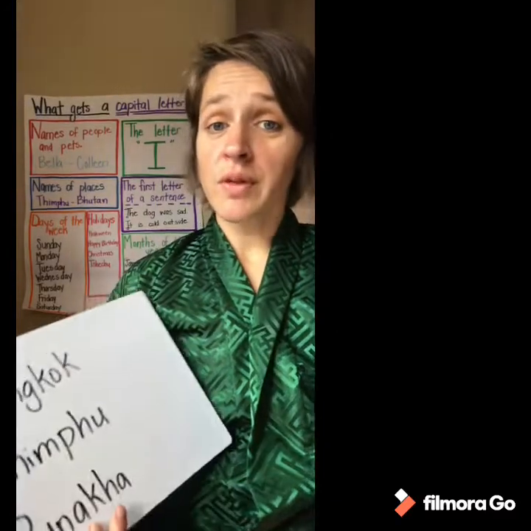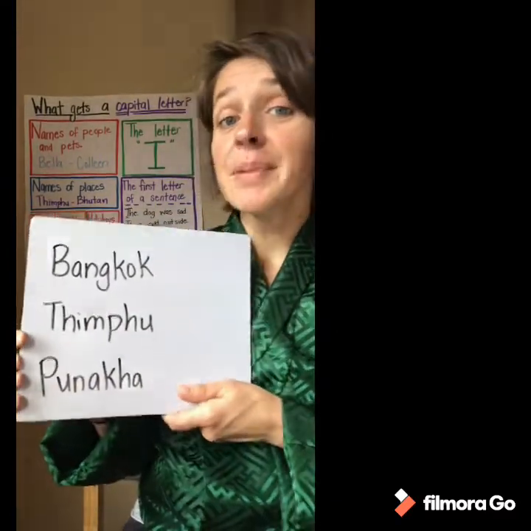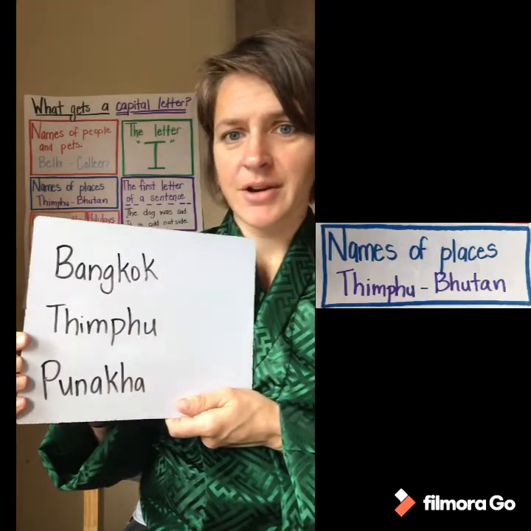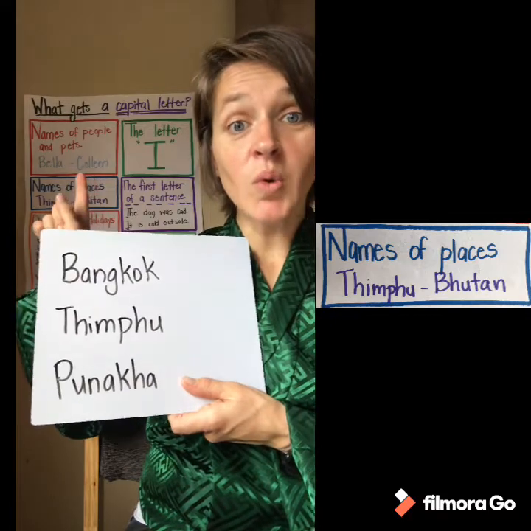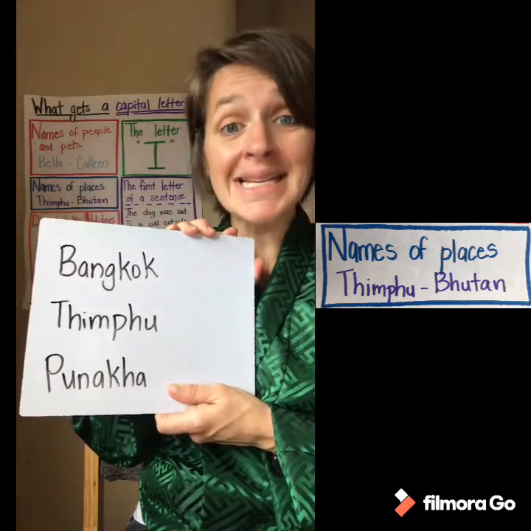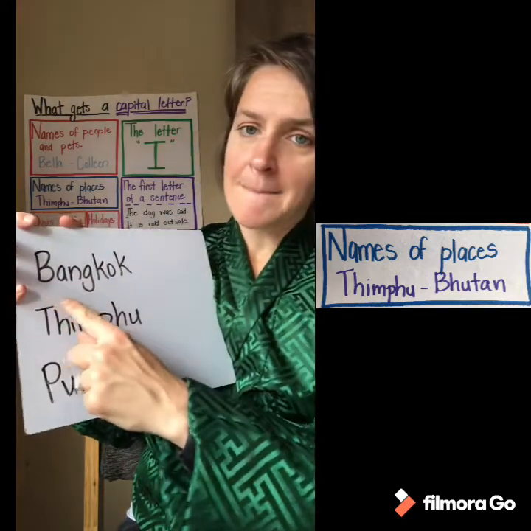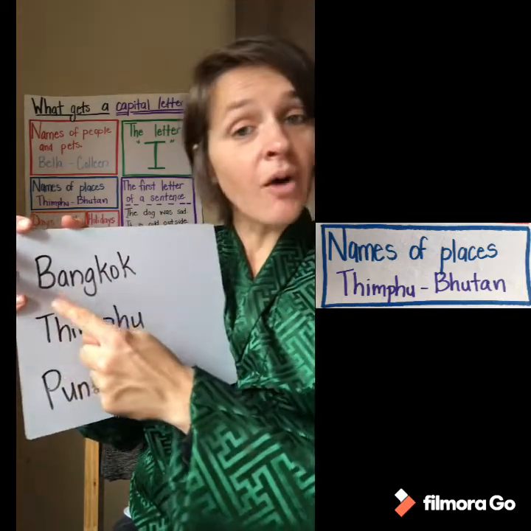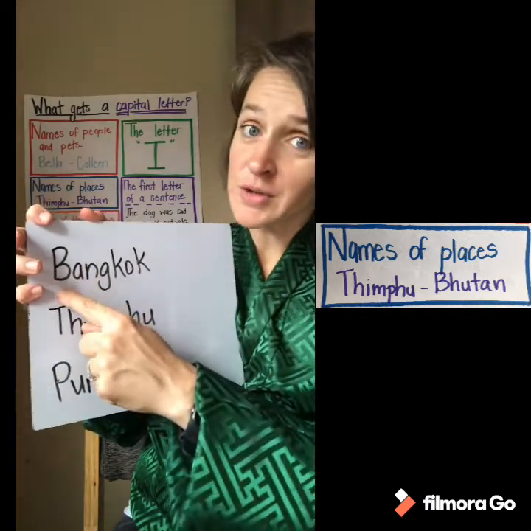The last rule that we're going to practice today is that even the names of places get capital letters. We talked about the names of people getting capital letters, like Colleen or Kunzang, but the names of places also get a capital letter. So I have some places here. This says Bangkok. Remember, not all the letters get a capital letter, only the first one.